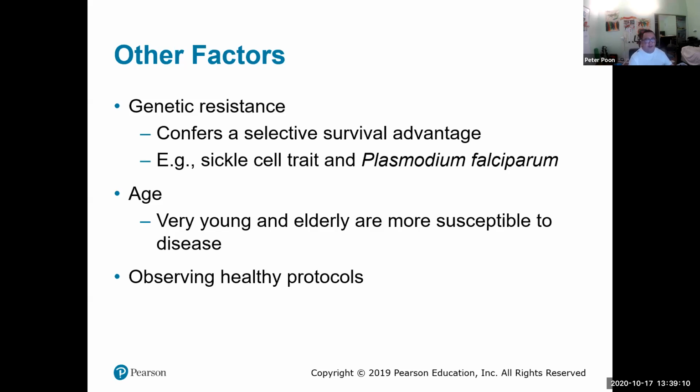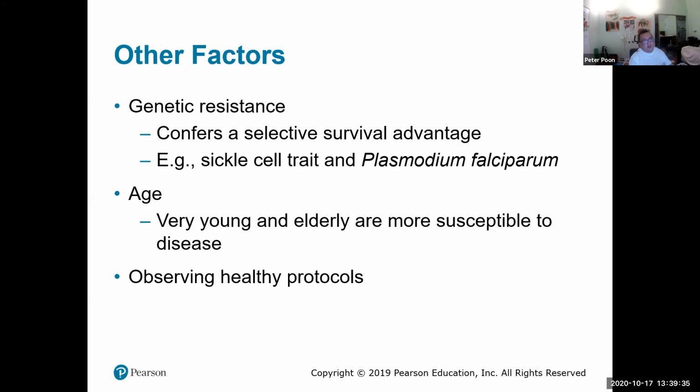Other factors: genetic resistance, age. Observing healthy protocols: wearing masks, social distancing, and washing your hands are very important for spread. As for age, the very young and the elderly are more susceptible to disease.